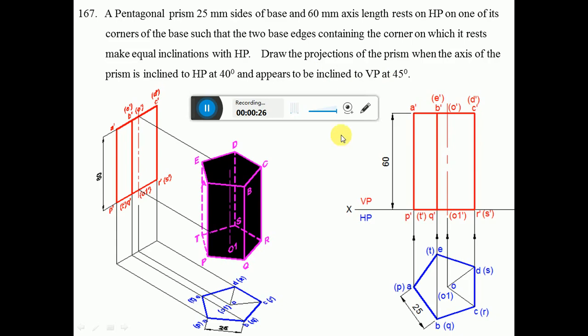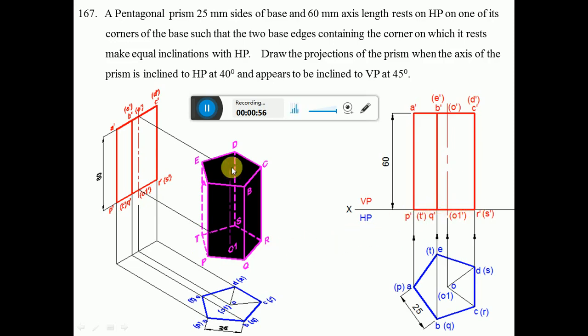So since the pentagonal prism rests on HP, obviously we have to start from HP. It rests on one of its corners. So here this is the corner and opposite to that is a side. So here PQRST is the pentagon which is placed at the base. So it is based on HP. You can see all the edges of the base are on HP, so those edges are in HP here.